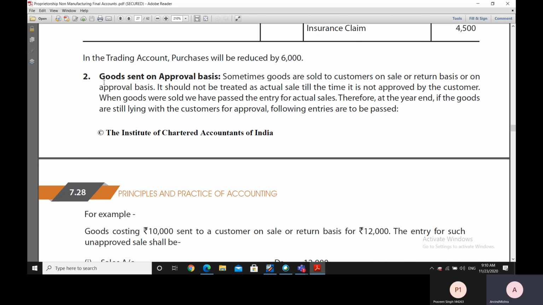Now, secondly, sometimes we are sending goods on approval basis. So how do we account for that in the accounts? Sometimes we sell the goods to customers on either sale or return basis, that if they want, they can treat it as a sale, or if they want to return them back to us, they can return it back to us also. And sometimes we give them a certain time, that within that time you can always return the goods back to us. So sometimes we send them on the sale or return basis, or sometimes we send the goods on approval basis.